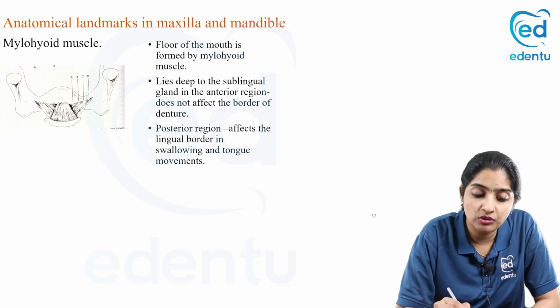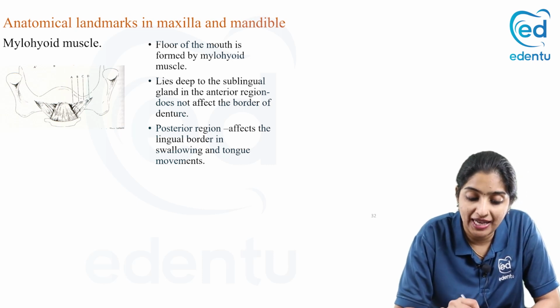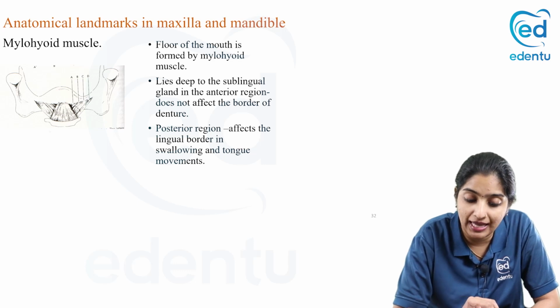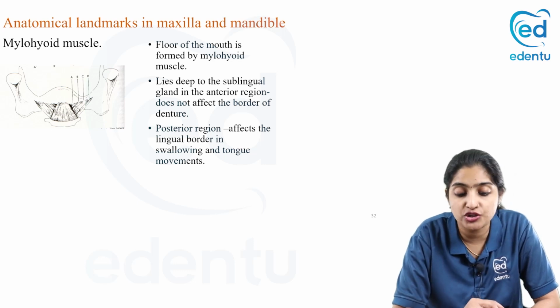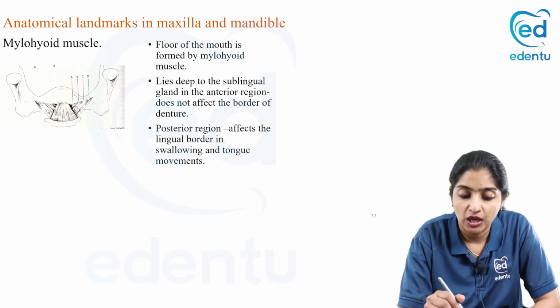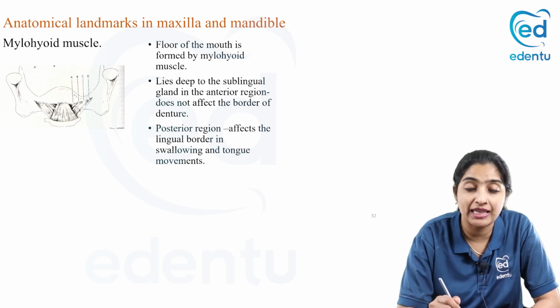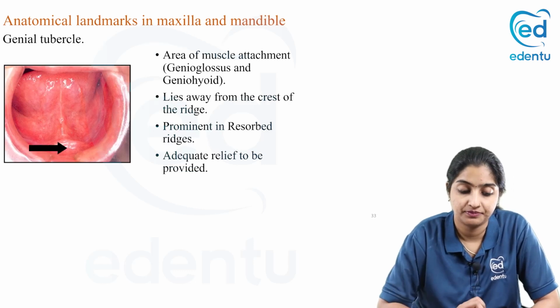Now, the floor of the mouth is formed by the mylohyoid muscle, and it lies deep to the sublingual gland in the anterior region and does not affect the border of the denture. Now, in the posterior region, it affects the lingual border in swallowing and the tongue movements.